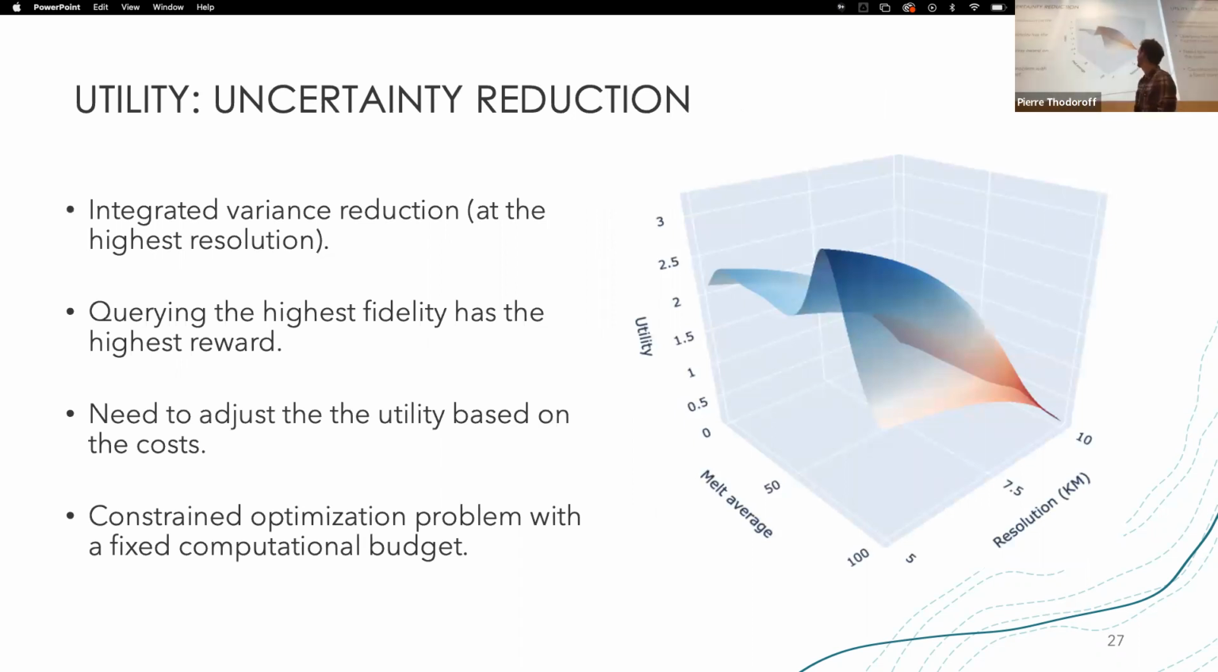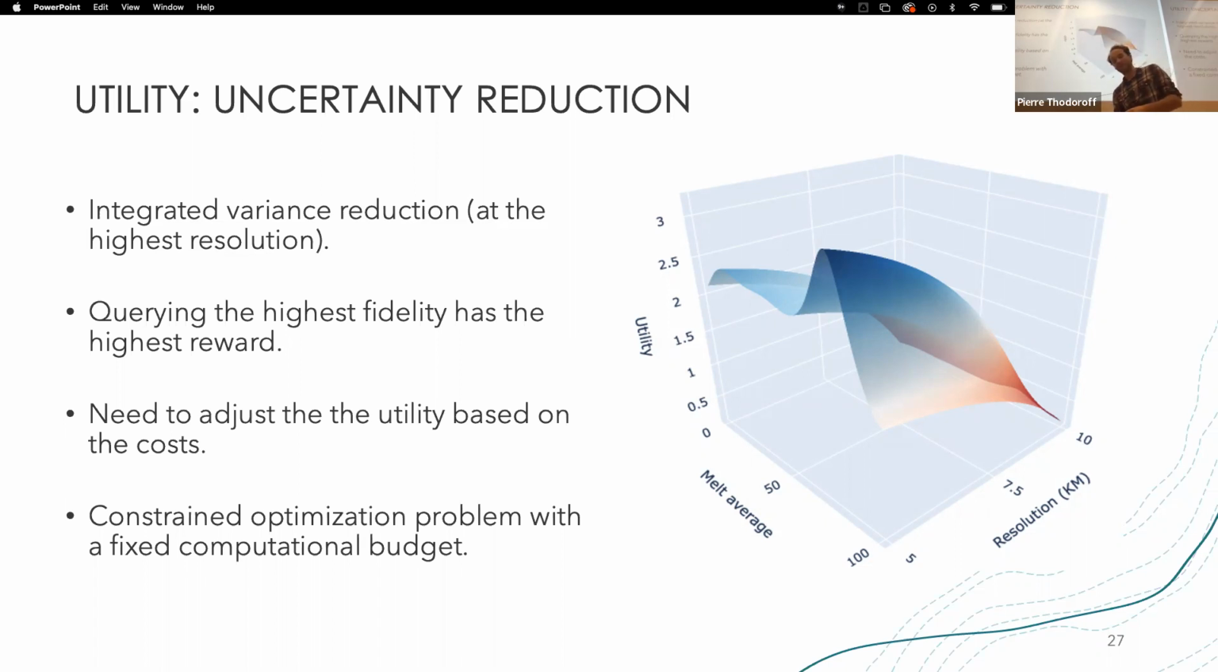Another visualization. It's basically plotting the picture that I showed earlier, which is if I take any point on this 2D plane of input parameters, how much they're going to reduce the variance of my GP. And so obviously the highest variance reduction that I can get is if I query at the fidelity 5, because I'm only interested at the resolution of 5 anyway. So anything below is obviously not interesting.